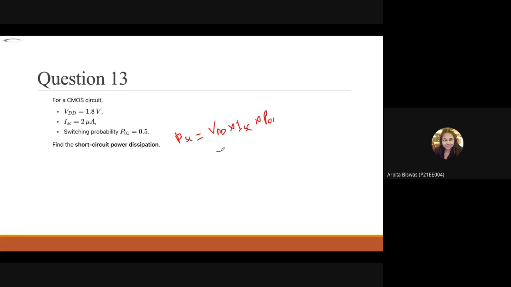So put in all the values, like 1.8 volt. What is the value of this ISC? It is 2 microamps, into 10 to the power minus 6, into 0.5. So what is the value? It is 1.8 microwatt.